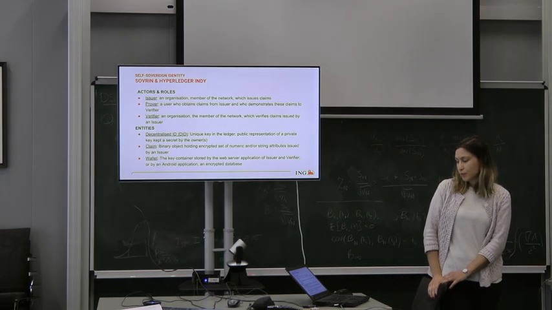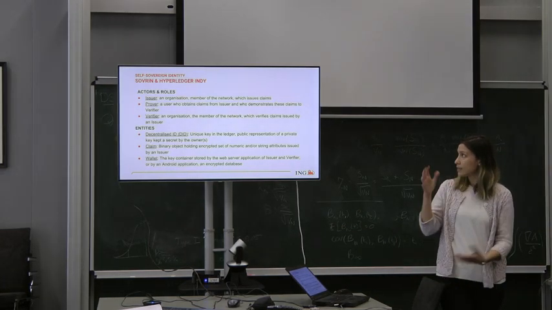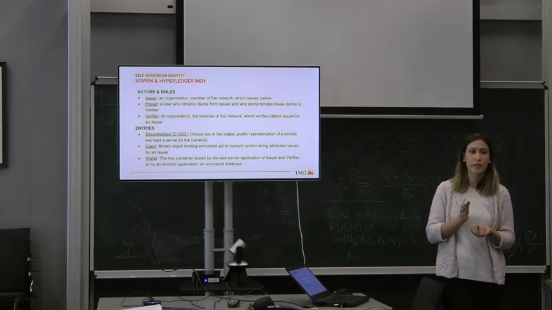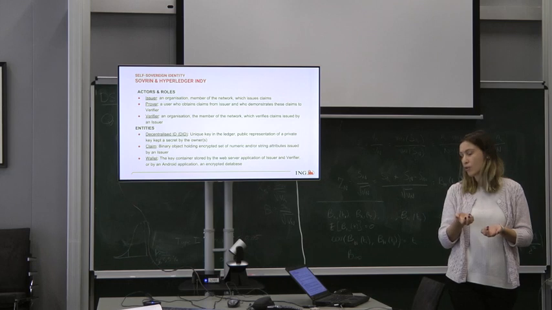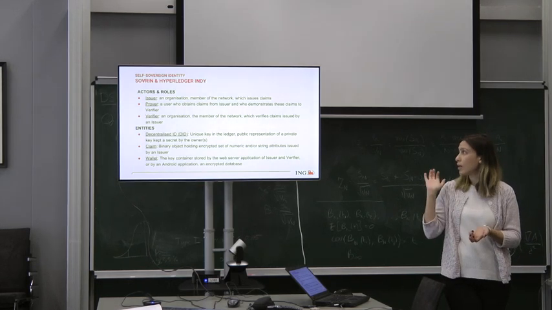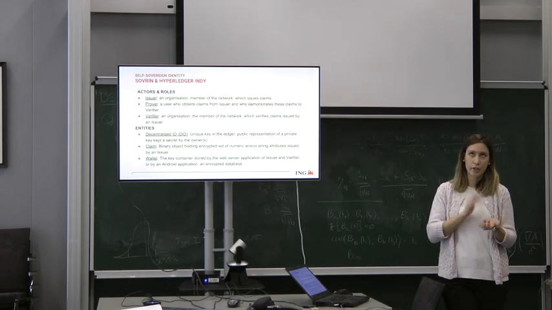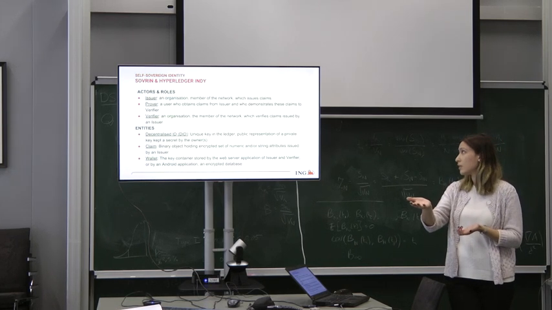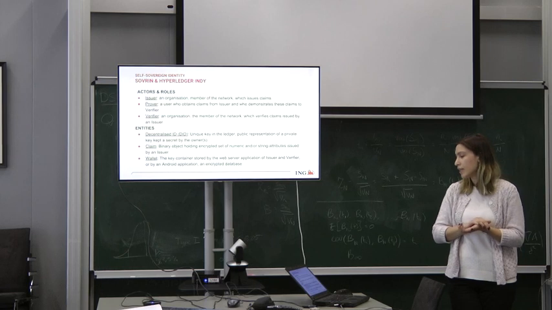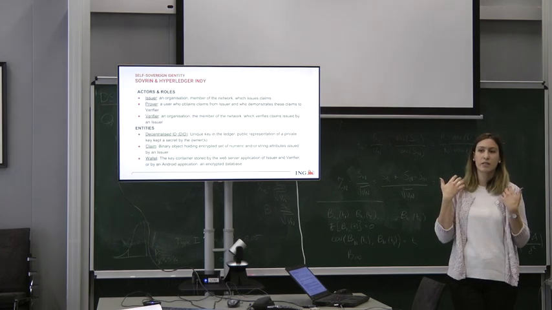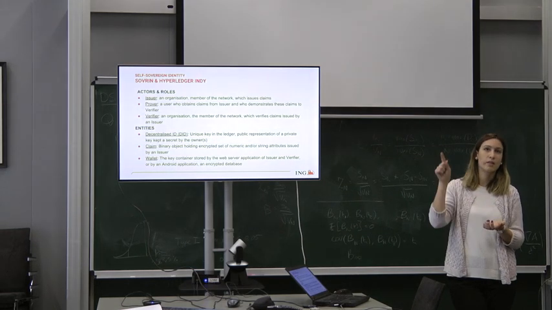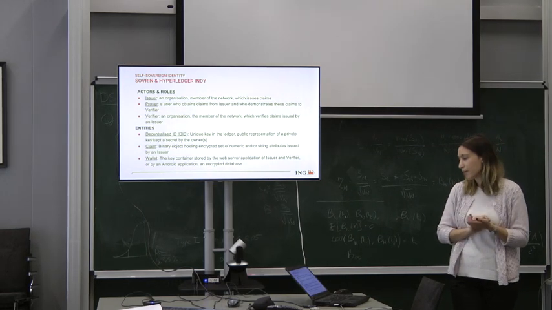And for this scenario, we have some actors. So we have the issuer. It can be an organization that issues claims. We have a prover, which is a user that obtains the claims and can also send these claims to a verifier. And the verifier, again an organization, verifies the claims that are issued by the issuer.